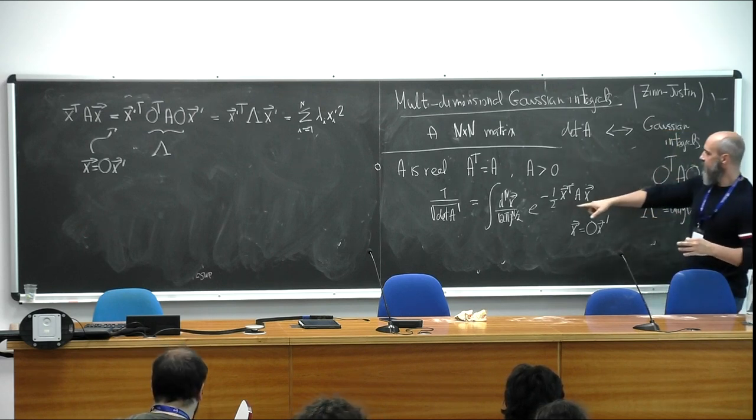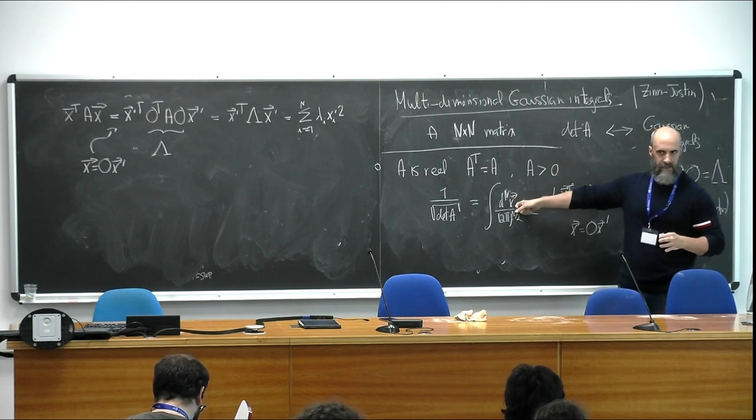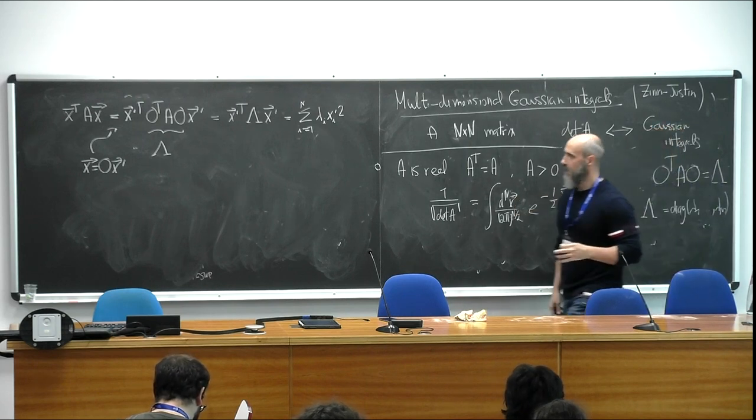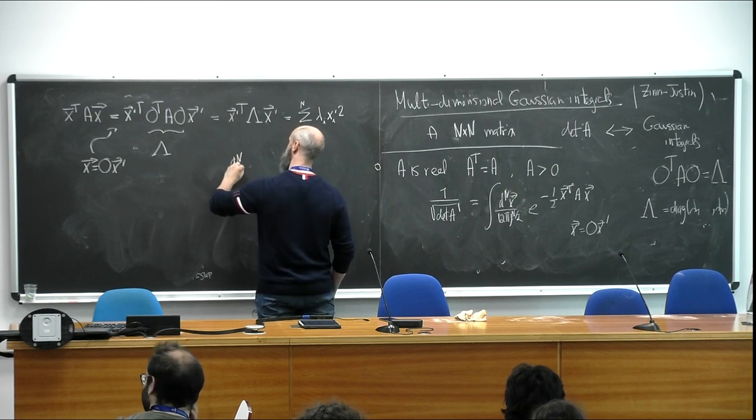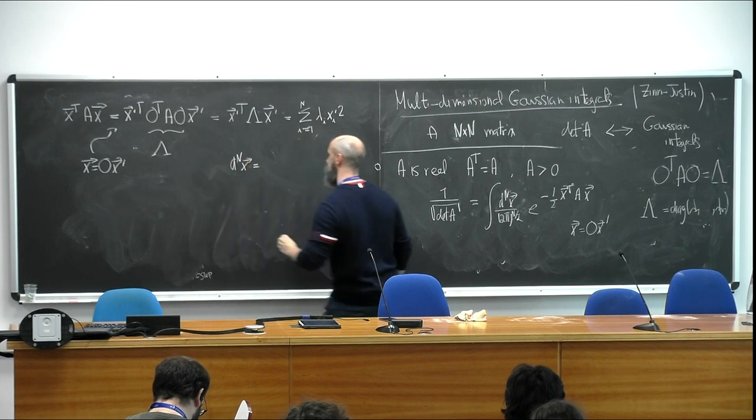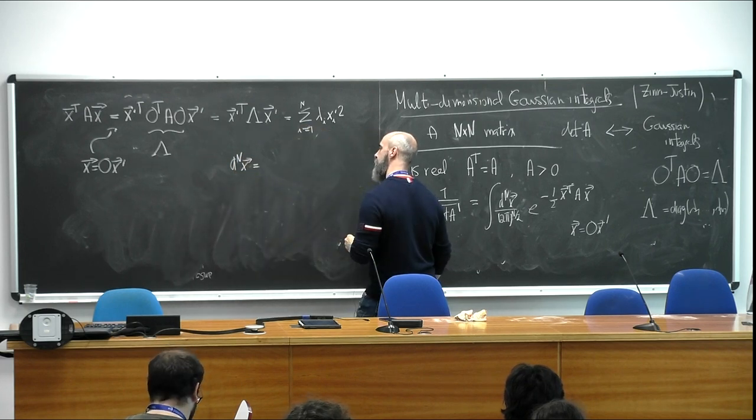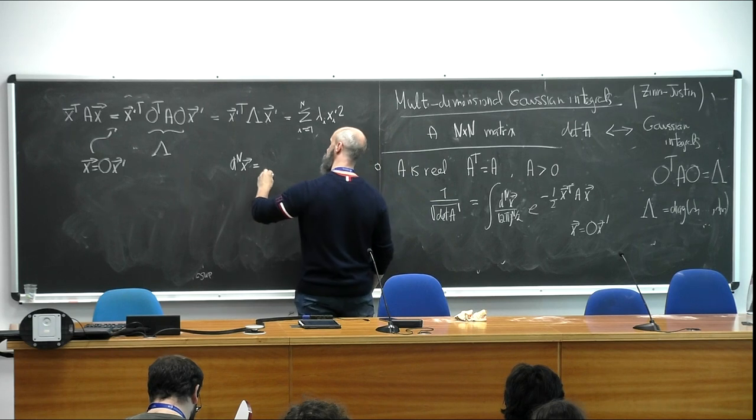And then, since I'm doing an integral, I have to do the change of variables in the integration variables. So that means that d^n x is equal to the determinant of the Jacobian, the Jacobian of the transformation, that is normally denoted like this.